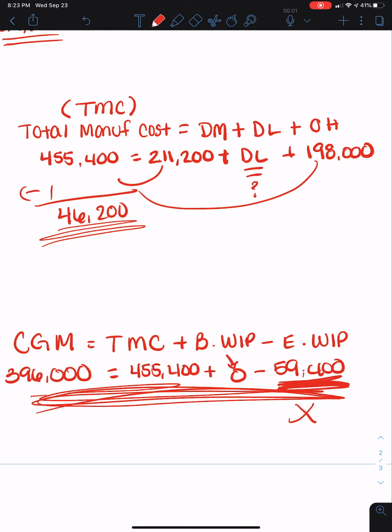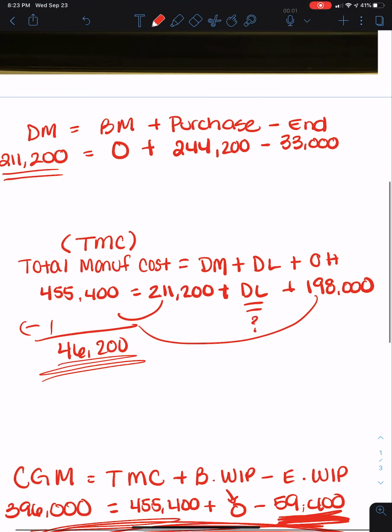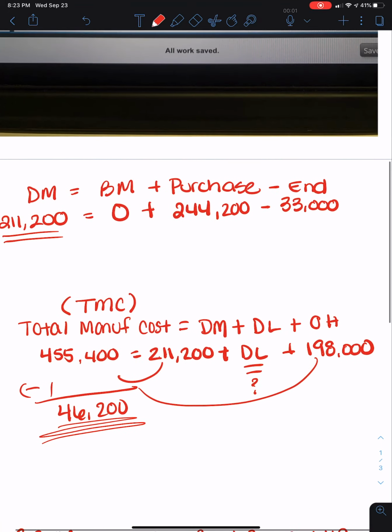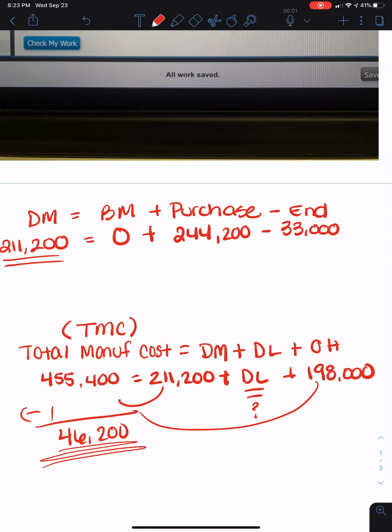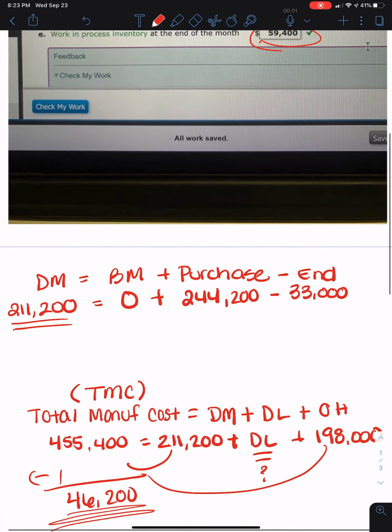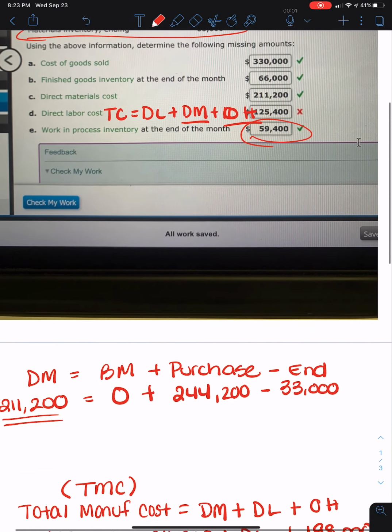So pretty much what they're doing is they're adding in the beginning work in process. When you have a beginning work in process, this does change calculations and things like that. And they are taking out the ending work in process. So they are doing what was done and finished for the month. While up here, it is not doing that. Okay? And that is why we're using those numbers.